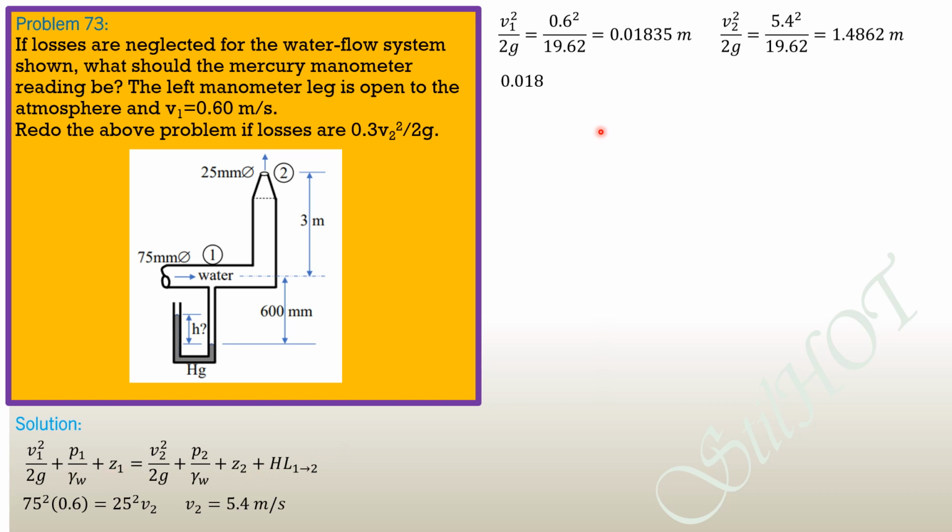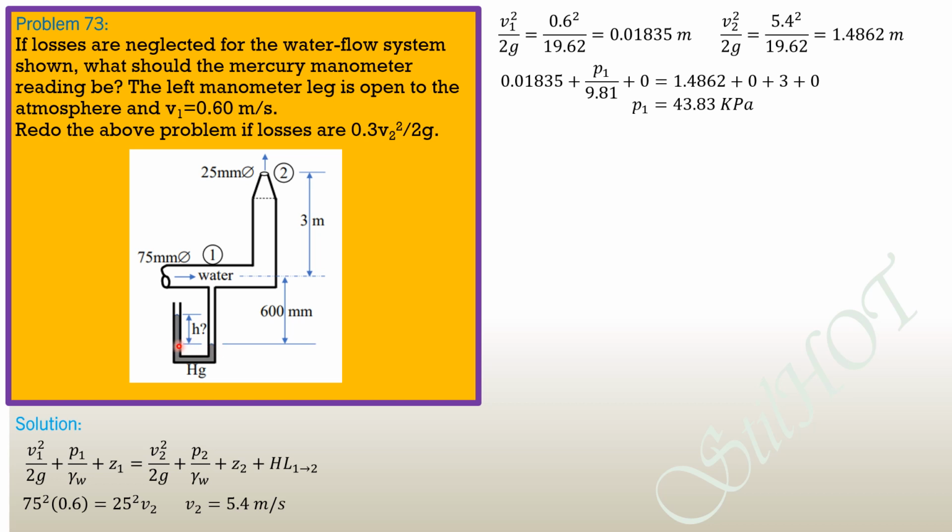So we have 0.01835 plus P sub 1 over 9.81 plus 0 equals 1.4862, velocity head at 2, plus pressure head 0 plus elevation head at 2, 3, and head loss 1 to 2 on the first part is neglected. So from here we can solve for P1, and P sub 1 is equal to 43.83 kilopascals.